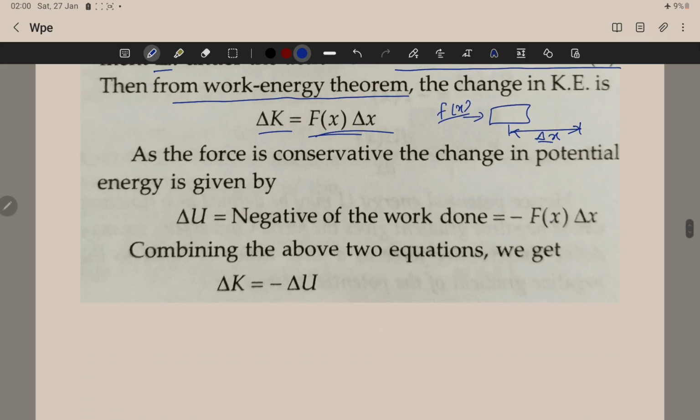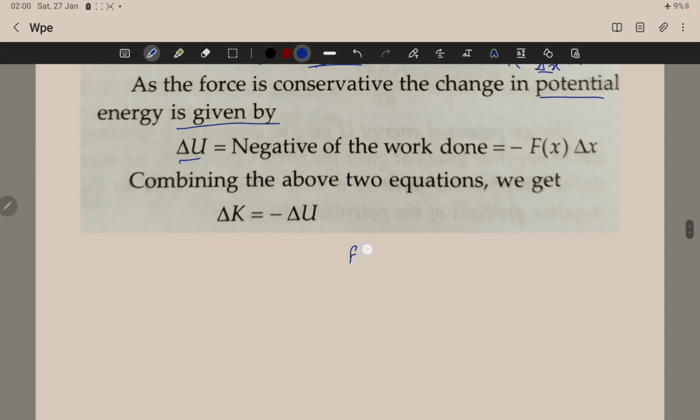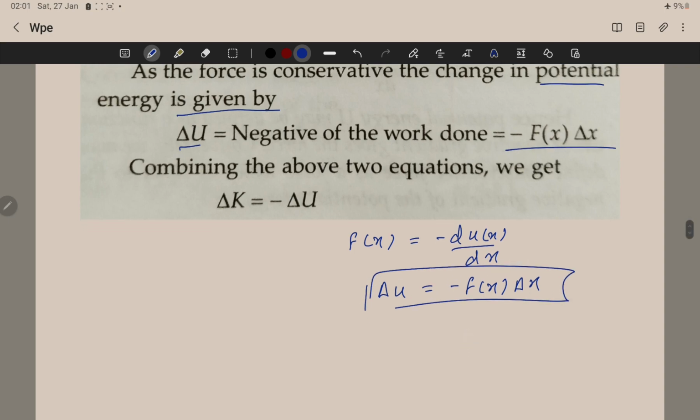Now as the force is conservative, the change in potential energy is given by the following. We know that the force is equal to the negative gradient of the potential energy, so Fx equals minus dUx by dx. From here we find the value of dU or delta U. This becomes minus Fx delta x, which is the negative of the work done. So the change in potential energy is equal to the negative of the work done.